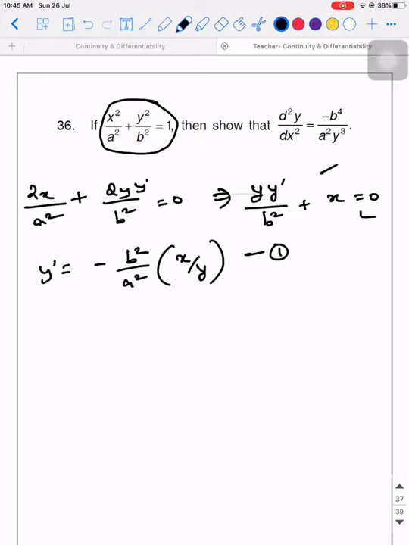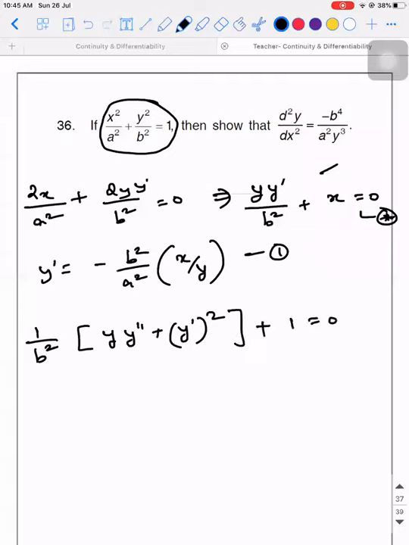Let this be star. On differentiating the star, what do I get? 1 by b square into y double dash plus y dash square, plus 1 equal to 0. Now take this y dash and substitute it here, you will get the answer. Is that clear?